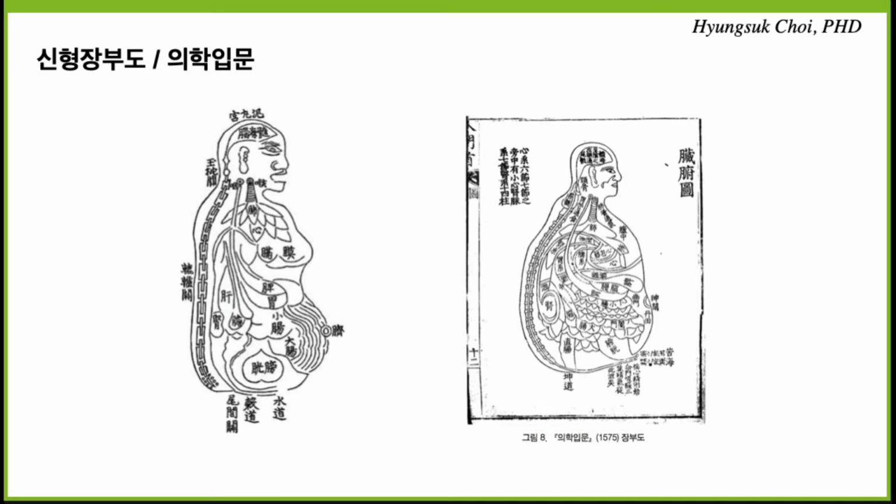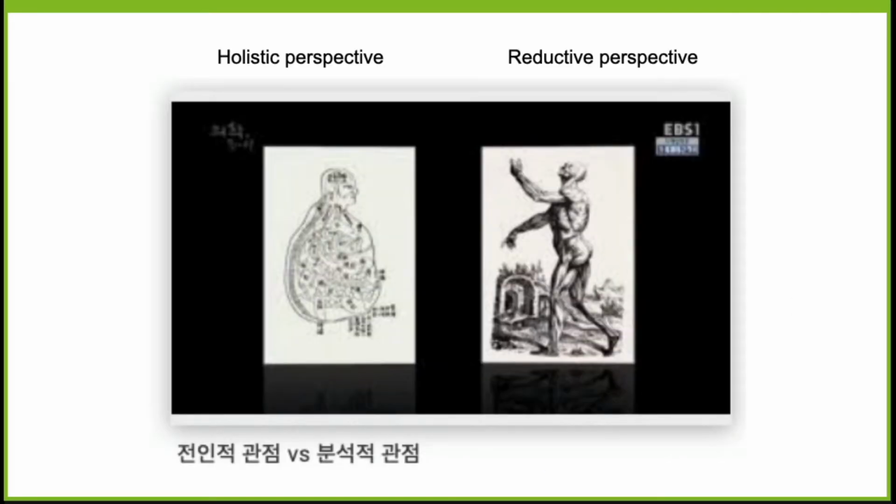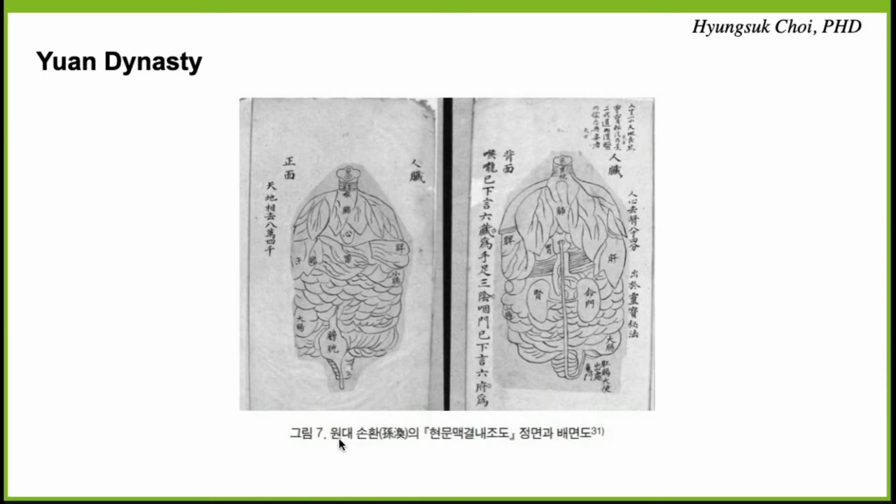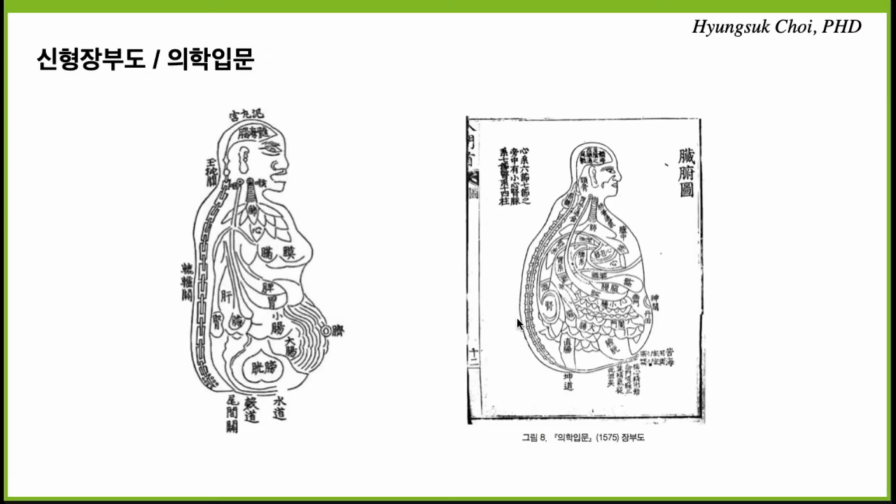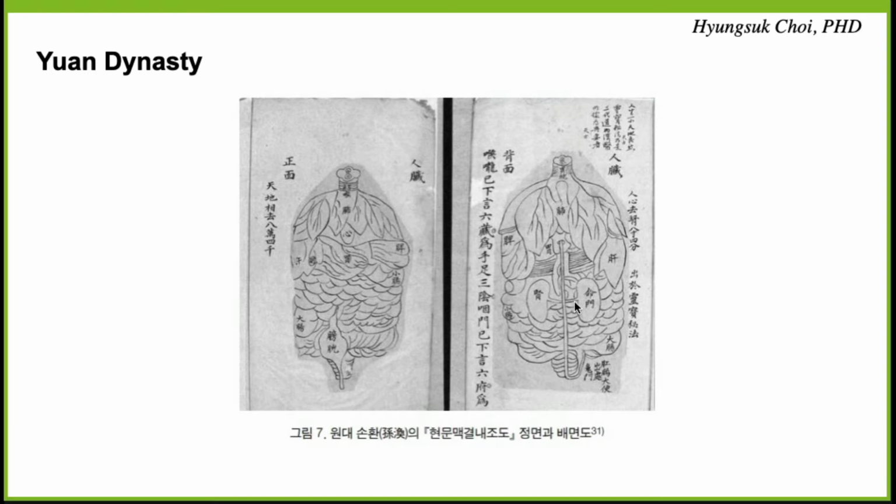Very abstract. This is 16th century, almost the same. And this is from the Yuan dynasty, around the 13th century. This is more detailed compared to this one. This is abstract, but this is more detailed. An actual dissected person, and the painter drew the veins and arteries and the intestines and kidney. Can you see that? Very detailed. This is Yuan dynasty, 13th century.